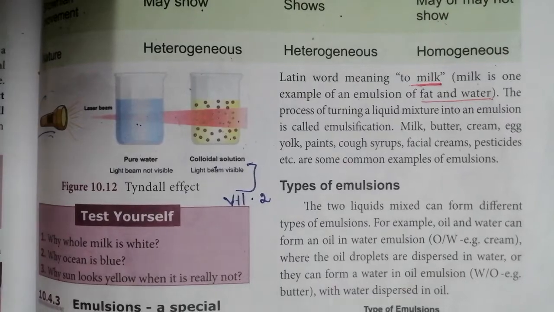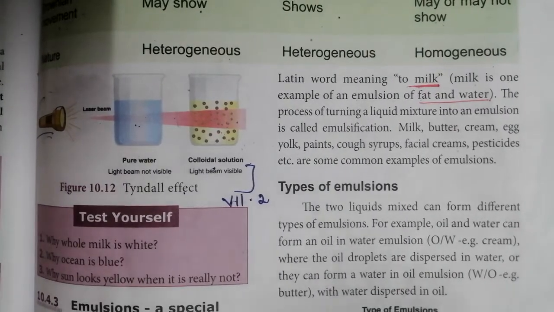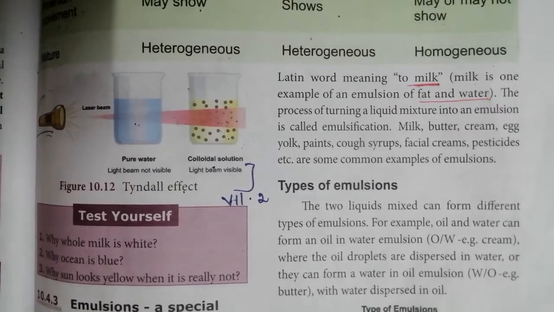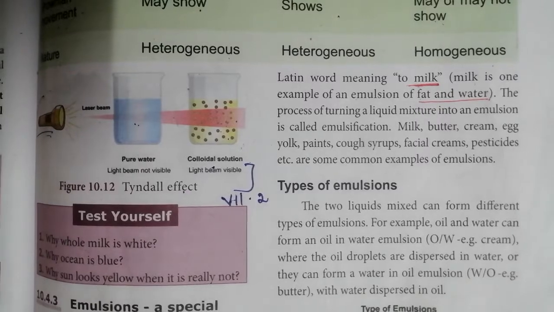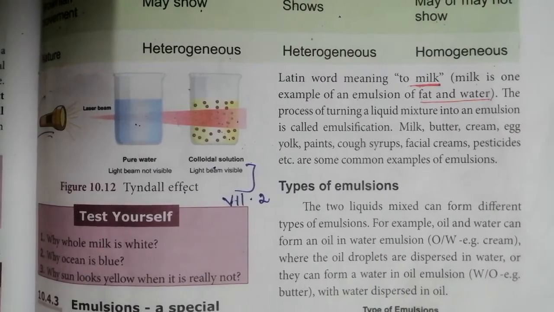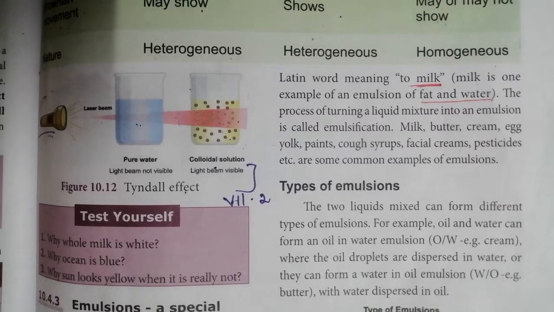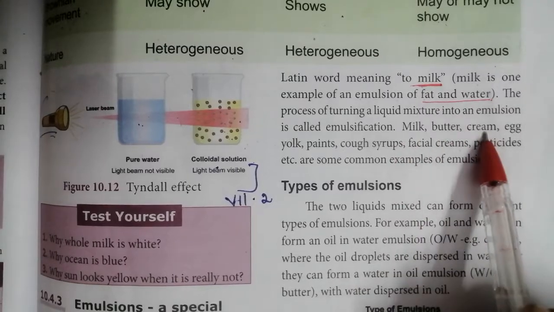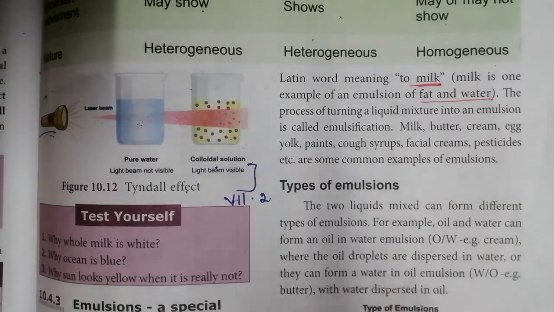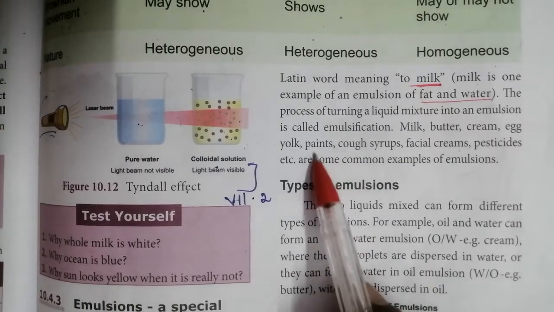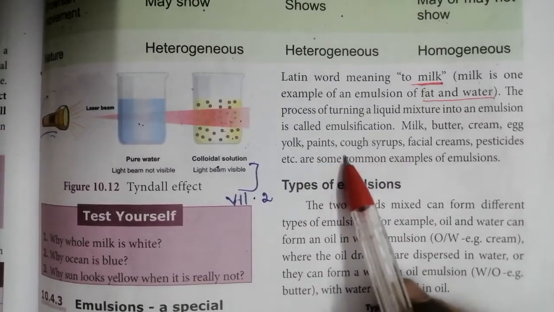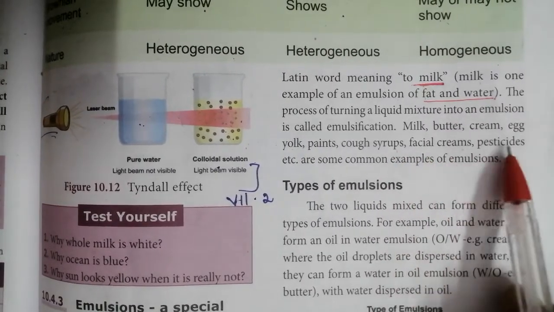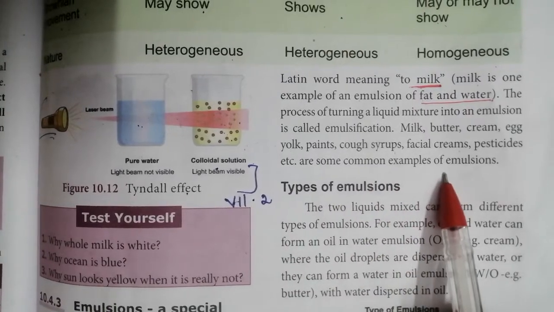Milk contains a lot of proteins, right? So it contains fats. The process of turning a liquid mixture into an emulsion is called emulsification. Examples for emulsion, a lot of examples are given in your book: milk, butter, cream, egg yolk, that yellow color, and paints, hair syrups are also examples for emulsion. Then facial creams and pesticides are some common examples for emulsion.